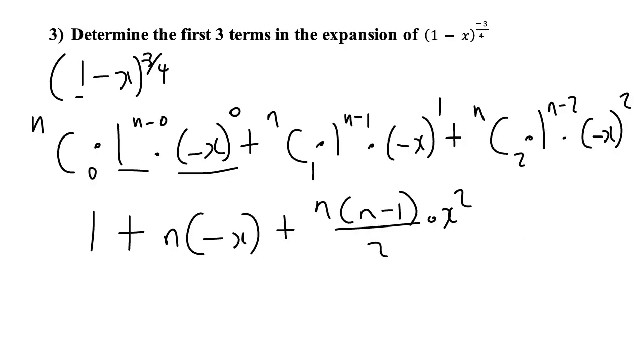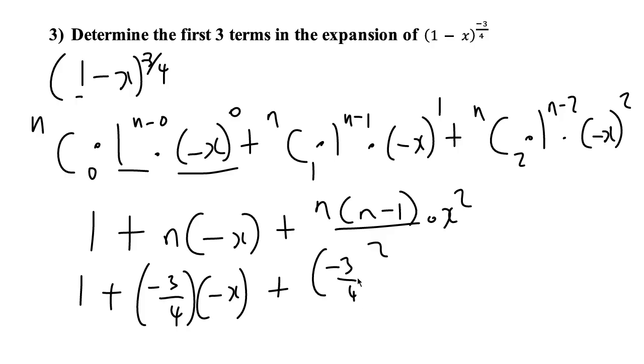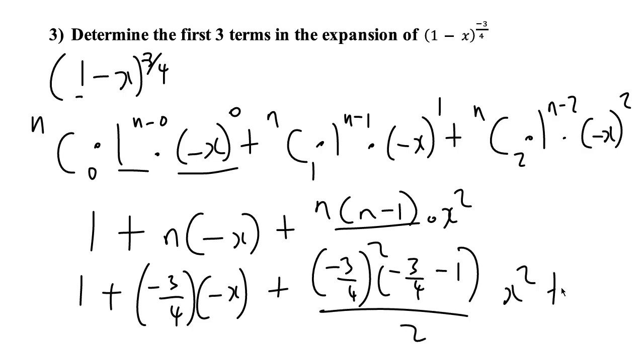Then substitute anywhere you have n, substitute negative 3 over 4. Are you following? So that will be 1 plus negative 3 over 4 into negative x plus negative 3 over 4 into negative 3 over 4 negative 1, right? All over 2, and then you have x squared, and then it keeps increasing.